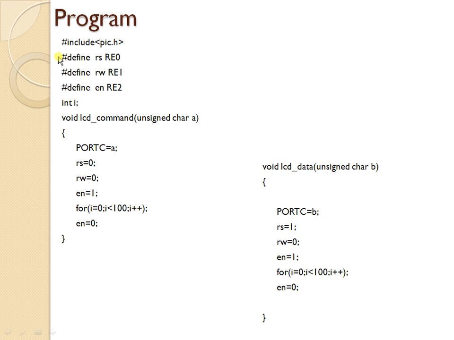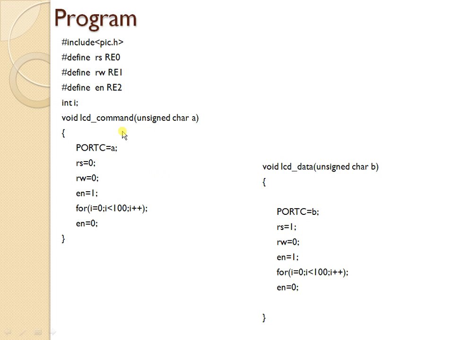Then I'm defining RS, RW, and enable with some port pins, like RE0, RE1, and RE2. So instead of using RE0, RE1, and RE2 in my program, I'm going to use RS, RW, and enable. These are macros. Wherever you use RS, RW, and enable, those are replaced with RE0, RE1, and RE2. I'm also taking one global variable, int i.